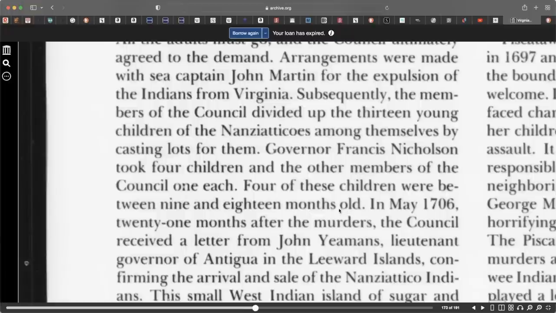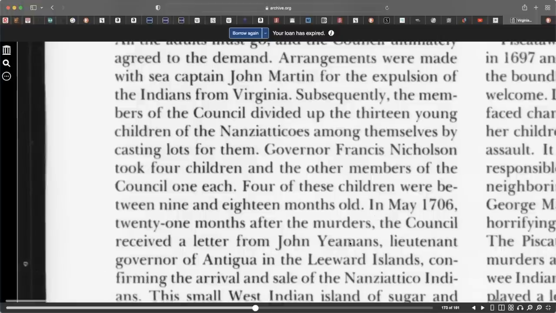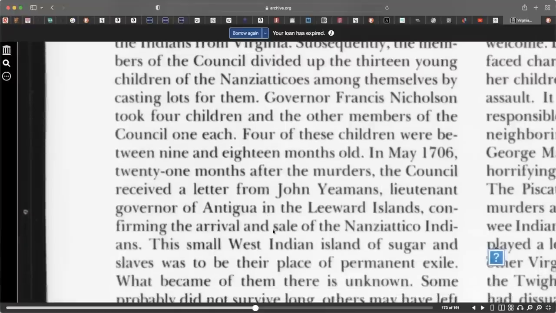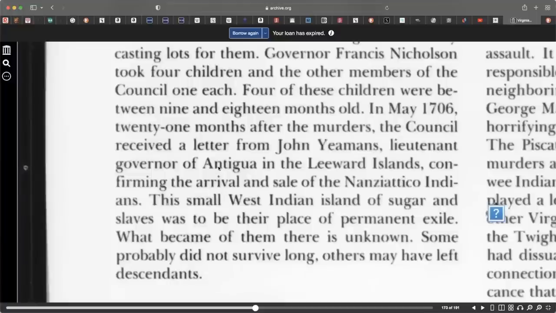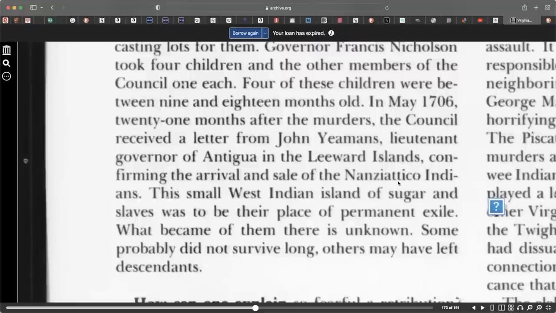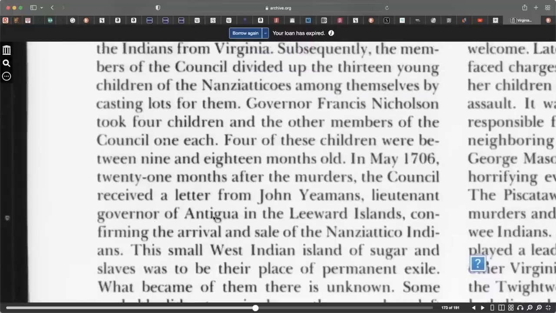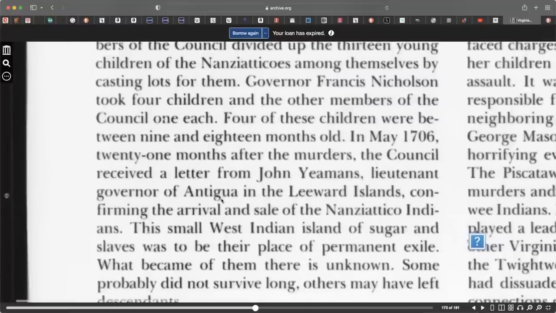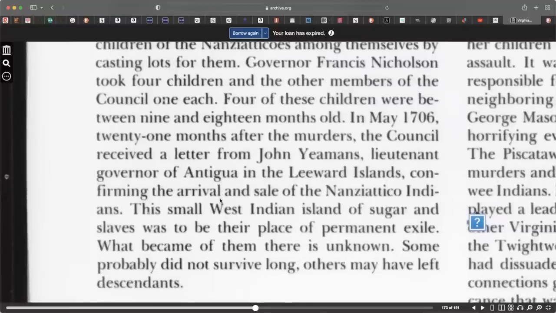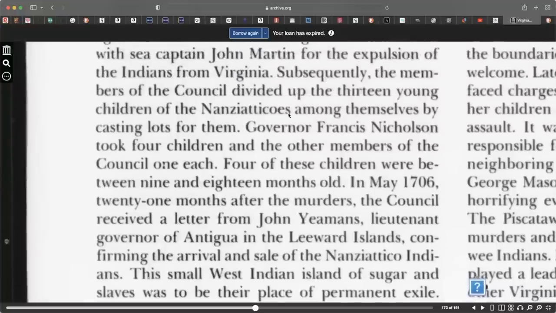Wow. These were babies. In May of 1706, 21 months after the murders, the council received a letter from John Jemens, Lieutenant Governor of Antigua in the Leeward Islands, confirming the arrival and sale of the Nanziatico Indians. All right, this was where they were sent, to Antigua, to the Caribbean. And guess what they told us, guys, in history, that they were bringing so-called Negroes from Africa into Antigua, right? Oh, we're gonna see who the descendants of the Nanzatico are today. I'm going to show you guys.